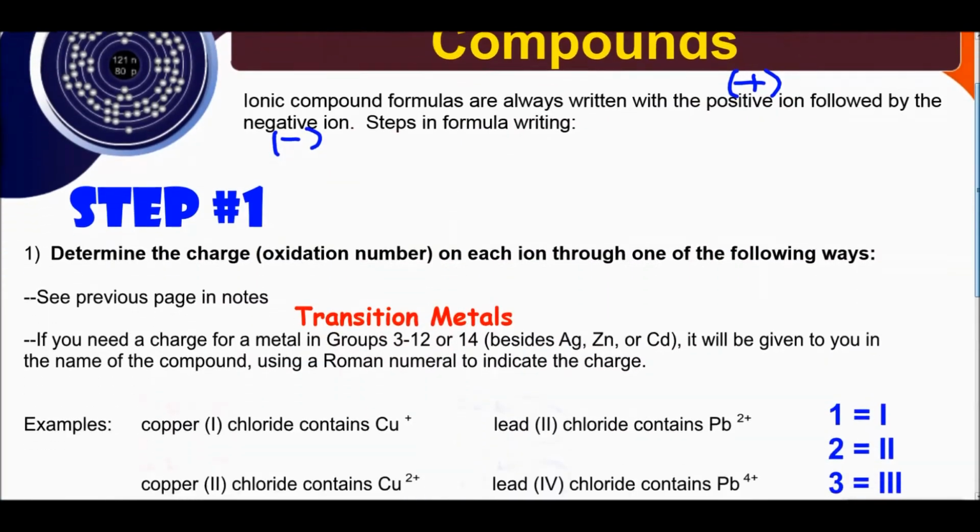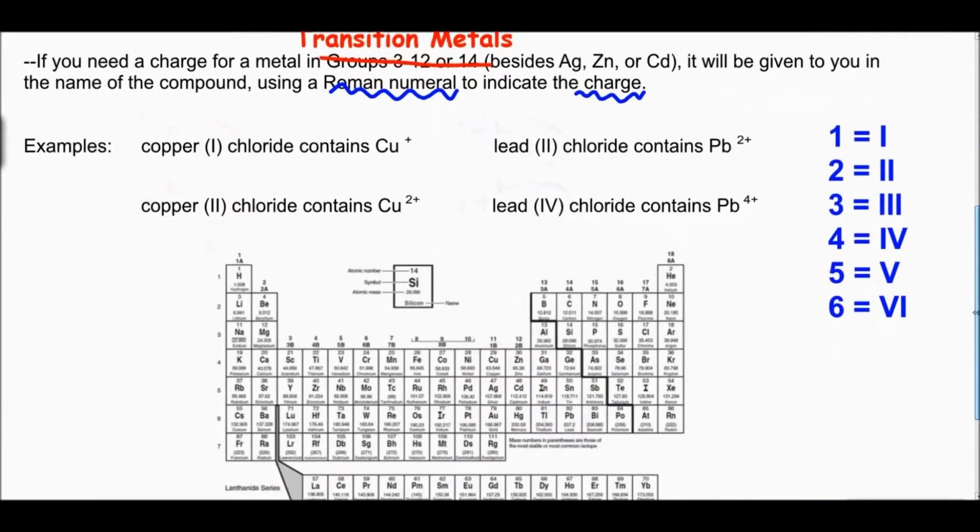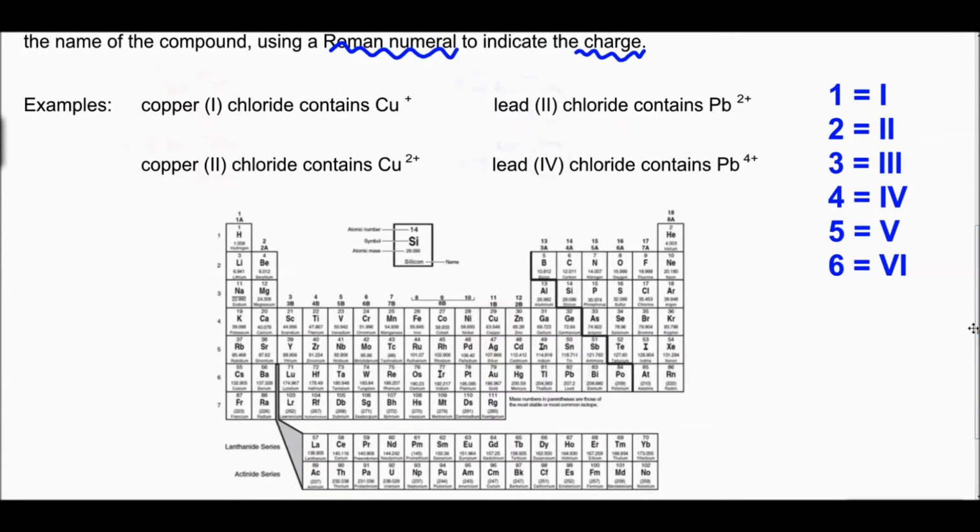As we move through our notes, if you need a charge for a metal that's in our transition group, it will be given to you in the name of the compound by using a Roman numeral to indicate the charge. It tells you its charge in the name. So in our first example, actually example 1 and example 2 talk about copper. Copper is here in our center transition metal area. In the example, copper 1 chloride, the Roman numeral of 1 tells you copper's charge is a +1. In our second example, the Roman numeral 2 tells you copper is a +2.